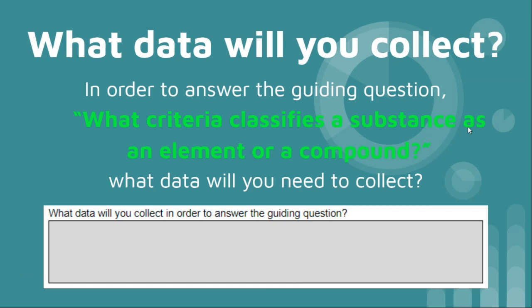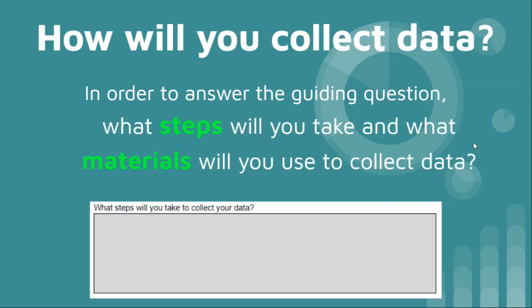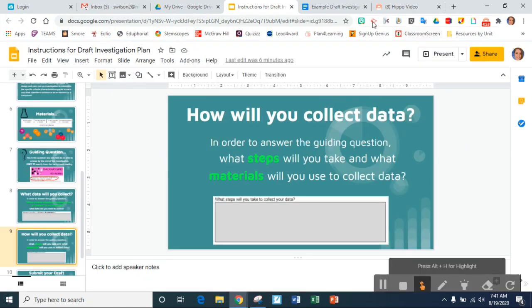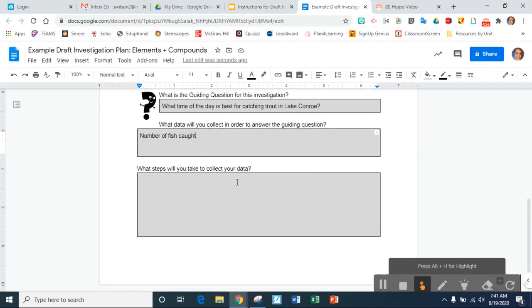After you've determined what data you will collect, you're going to tell me how you will collect data. These are the steps that you will take and the materials that you will use to collect data. It's kind of like a recipe. Once you've figured out what you're cooking for dinner, you're going to pull all of your kitchen tools out and the ingredients that you need, and then you're going to read the recipe. So this is kind of like your recipe. Your procedure for your investigation plan doesn't have to be super specific. I just need an idea of what you're going to use and how you're going to use it.